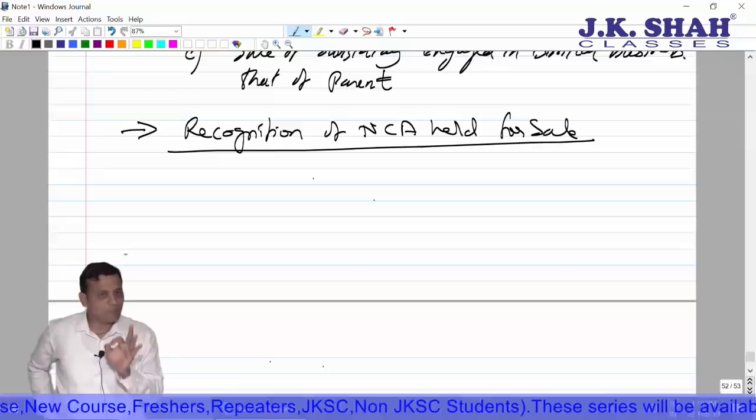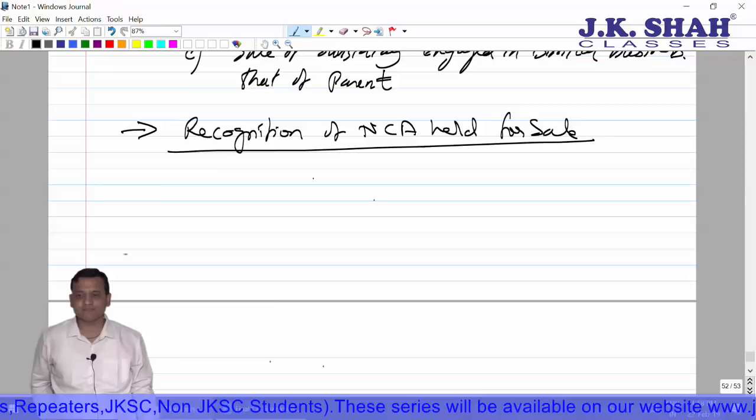Remember, the moment it is held for sale, the measurement criteria will change. Because till now, what was our measurement criteria? Either cost model or revaluation model.